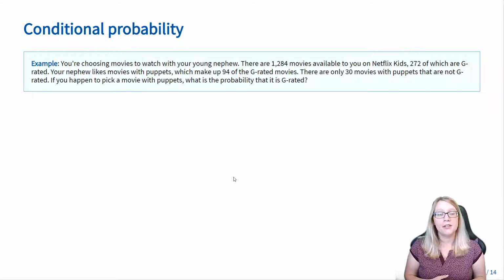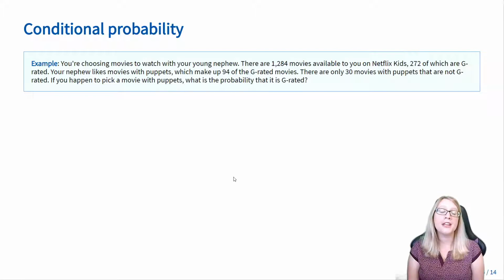Let's take a look at a different example. So suppose that you're choosing to watch some movie with your young nephew. Your nephew loves watching movies on Netflix, specifically ones about puppets. However, you've also been given an instruction that your nephew should only be watching G-rated movies. There are 1,284 movies that are available to you on Netflix Kids, 272 of which are G-rated. Your nephew likes movies with puppets, which turns out to make up 94 of the G-rated movies. There are only 30 movies with puppets that are not G-rated.